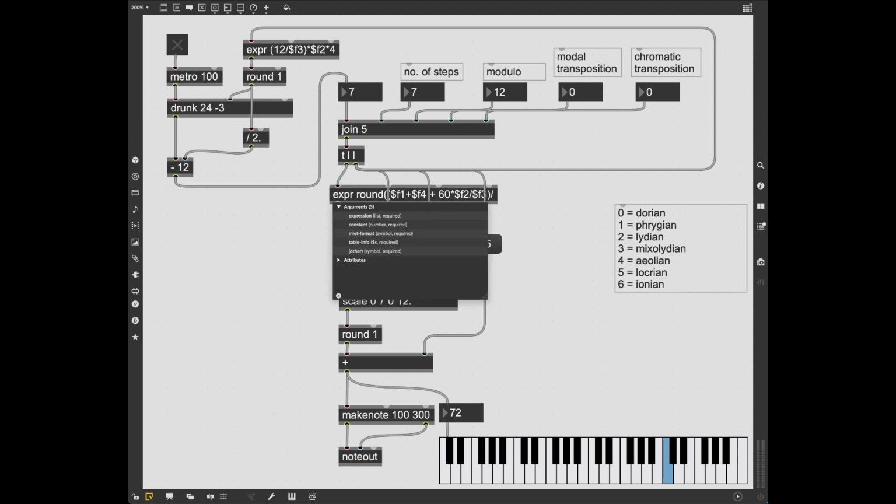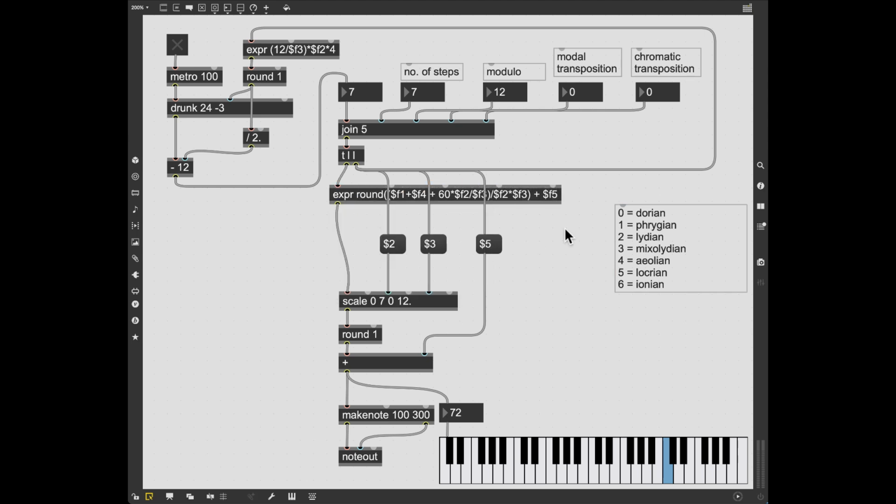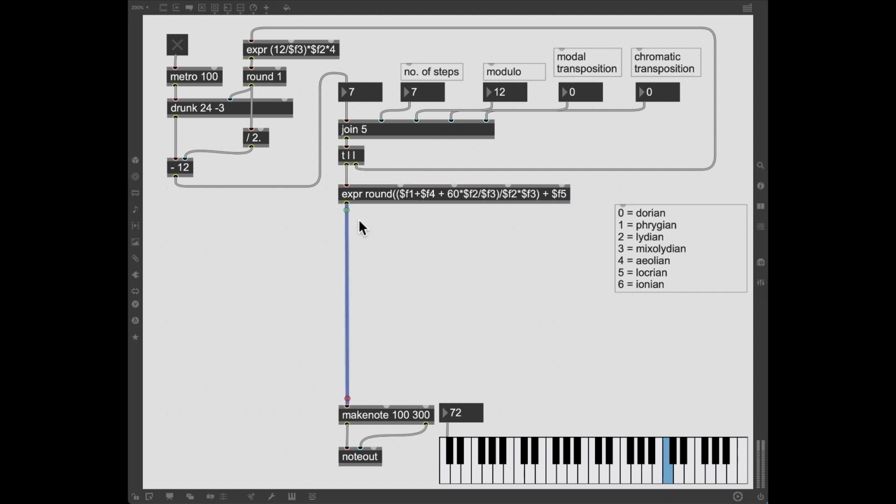I can also include the chromatic transposition in the expression. And here it is. What is really great about this is that there is a single formula that can generate all the possible Euclidean scales with all the possible modal and chromatic transpositions.